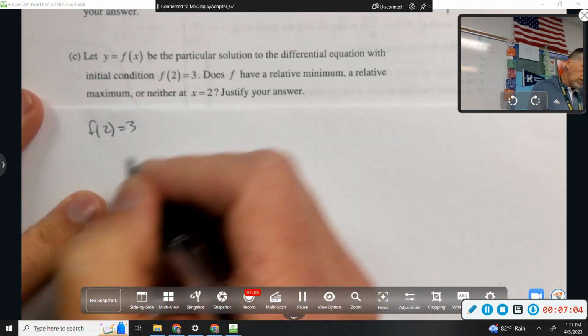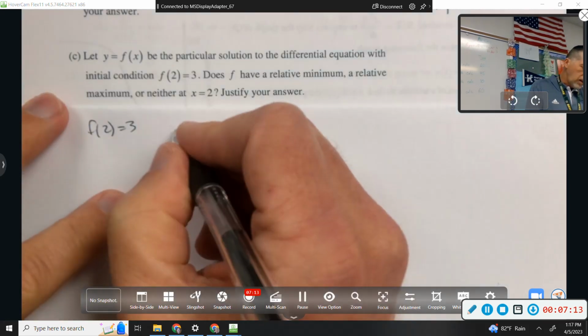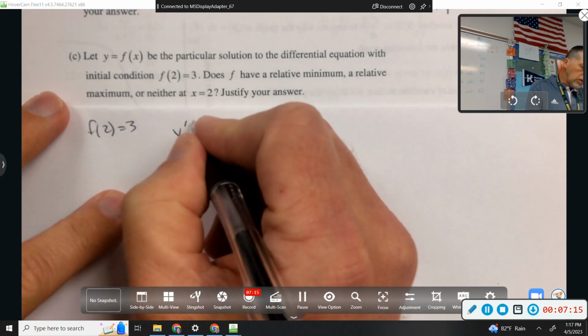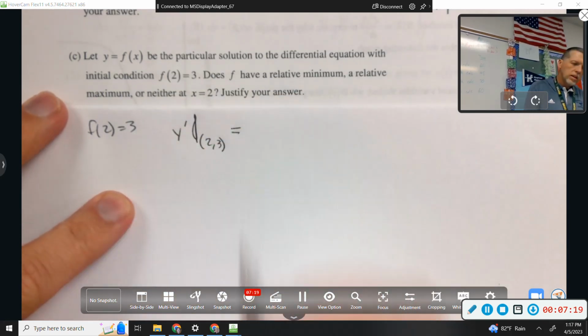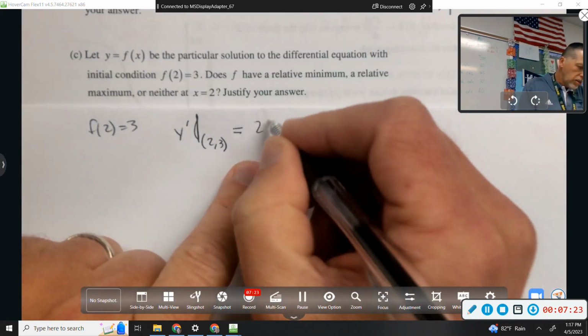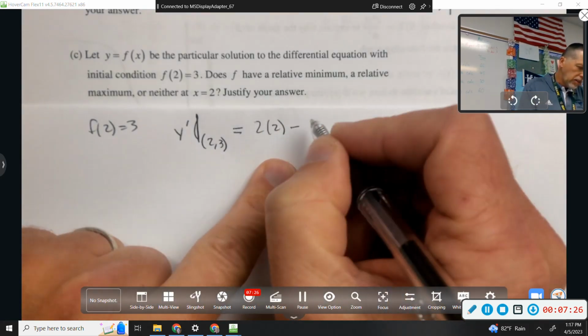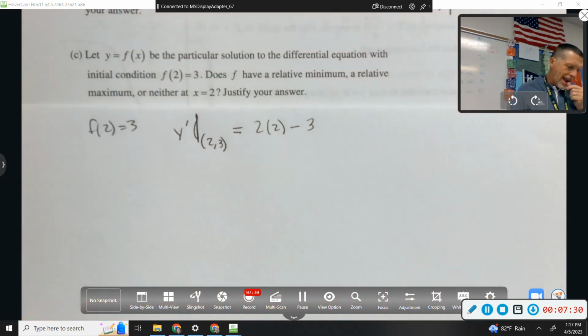2 equals 3. Does f have a relative minimum, relative maximum, or neither at x equals 2? Well, y prime at (2, 3) is 2 times 2 minus 3. Initial condition of f of 2 equals 3.